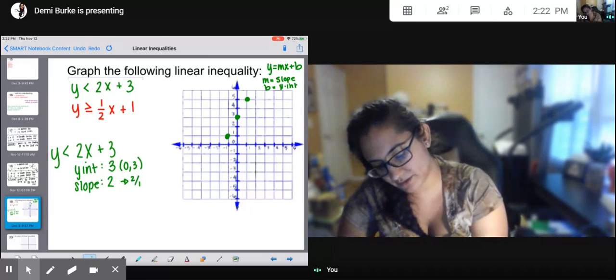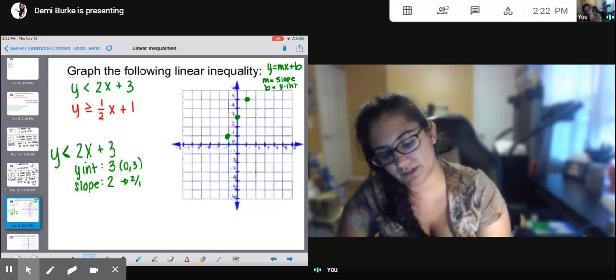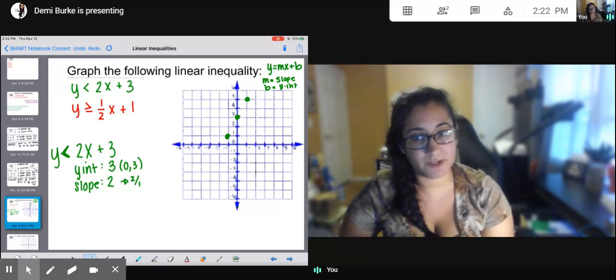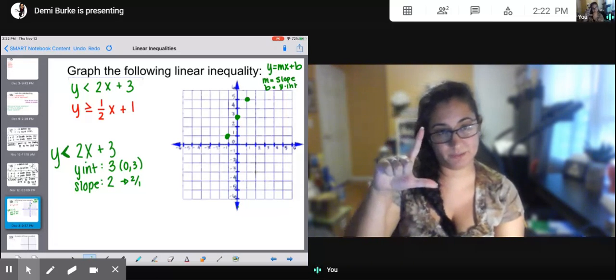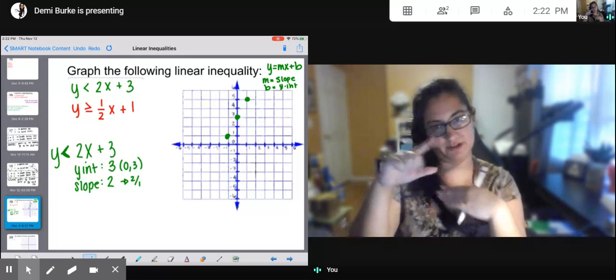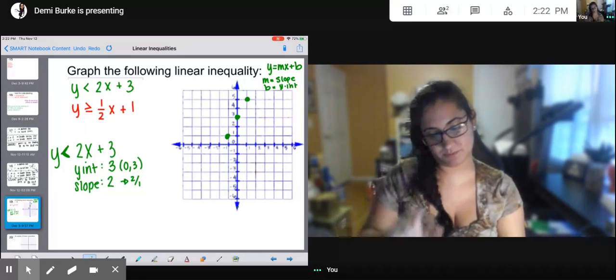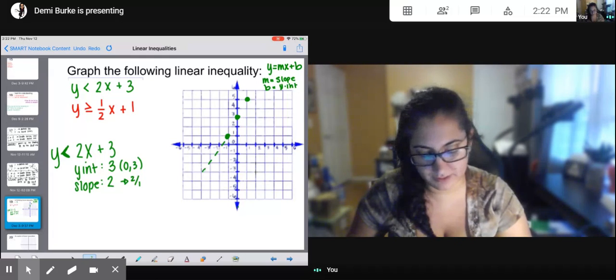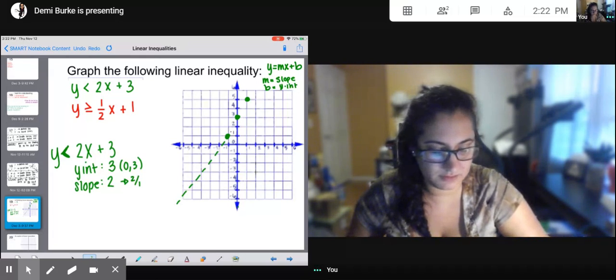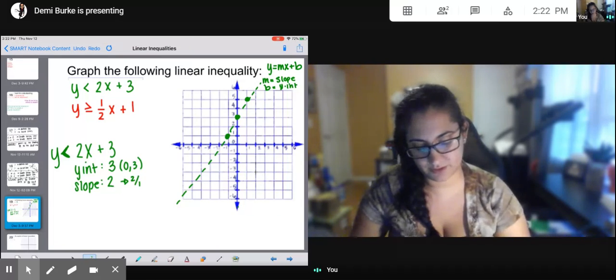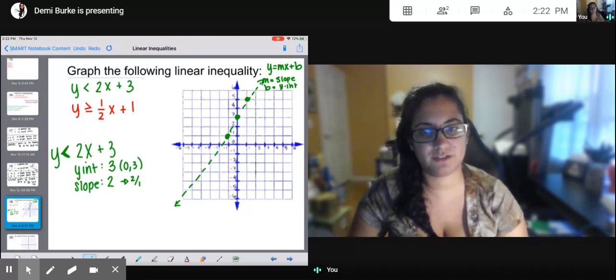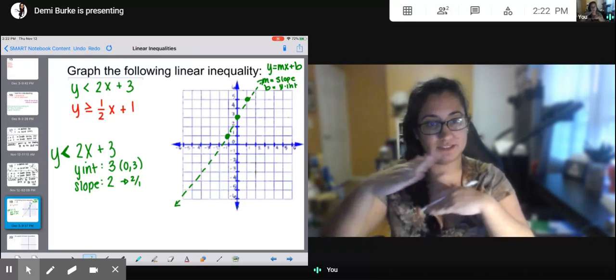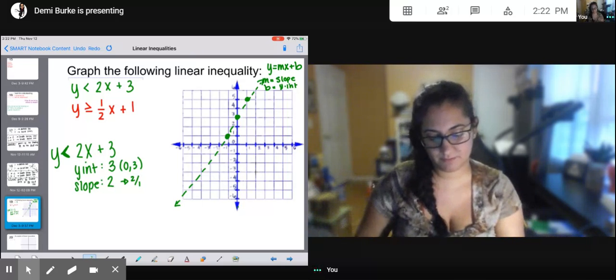Now, going back to looking at the symbol included in our inequality, we see that it's a less than symbol, and it does not have the bar underneath. No bar, just a less than symbol. So since it does not have the bar, we know that the line, as crookedly as I just drew it, is going to be a dashed line. It's not going to be solid because there is no bar underneath.